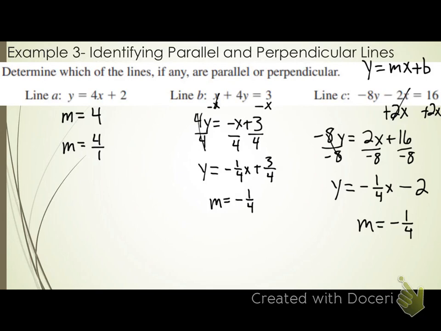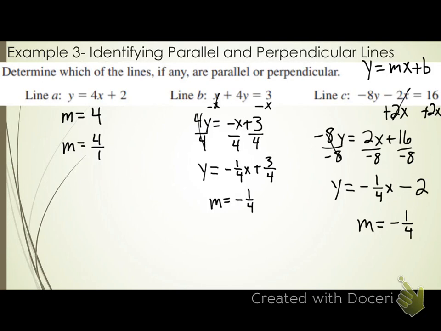Okay, I found all my slopes. Now I need to start comparing them to see which of the lines, if any, are parallel or perpendicular. Parallel lines, once again, have what kind of slopes? The same. Same slopes. Perpendicular lines have what kind of slopes? Opposite and reciprocal. Opposite reciprocal slopes.